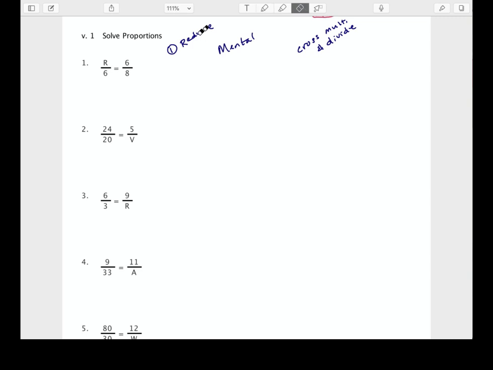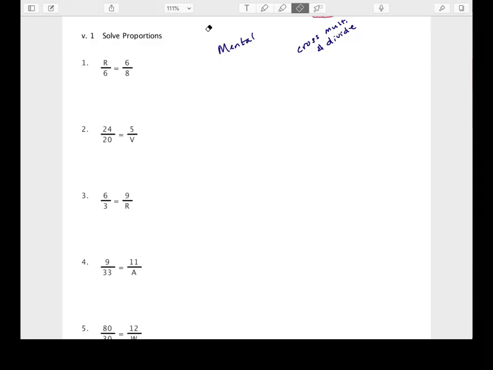Okay, so we are going to be solving proportions today. We went through the notes yesterday, so you have notes. I'm just going to go through what we're doing today, which is Get More Math. Same process, just a little bit different looking problems.